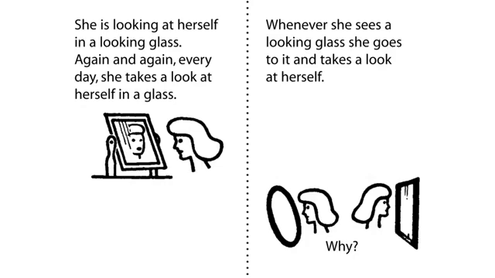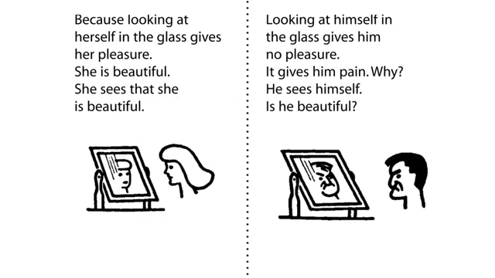She is looking at herself in a looking glass. Again and again, every day, she takes a look at herself in a glass. Whenever she sees a looking glass, she goes to it and takes a look at herself. Why? Because looking at herself in the glass gives her pleasure. She is beautiful. She sees that she is beautiful. Looking at himself in the glass gives him no pleasure. It gives him pain. Why? He sees himself. Is he beautiful?